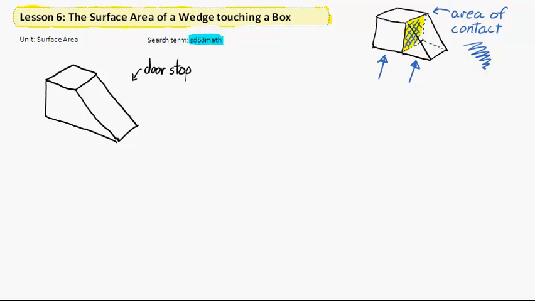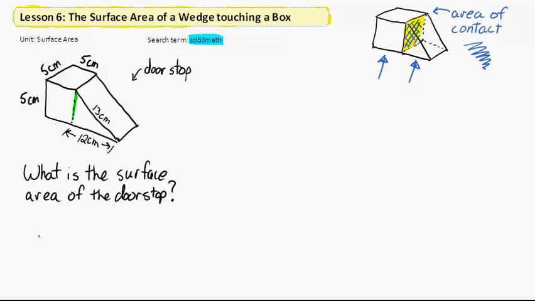Here is a doorstop, which is composed of a wedge and a cube behind it. The cube part is 5 centimeters by 5 by 5. The wedge, of course, is also 5 centimeters tall, and let's just say that the triangle that it's built on is 12 centimeters and 13 centimeters on the hypotenuse. What is the surface area of the doorstop?